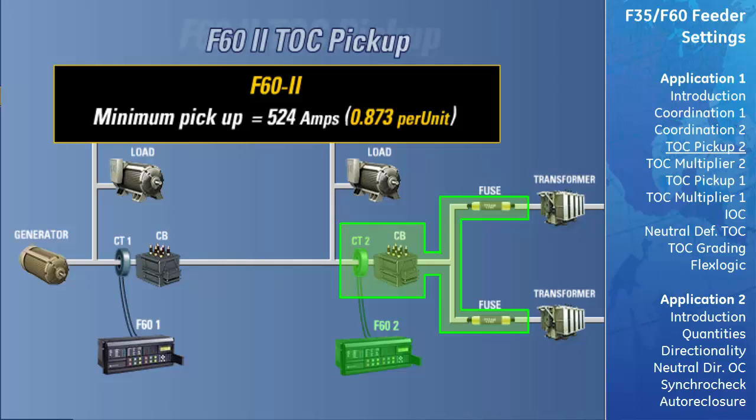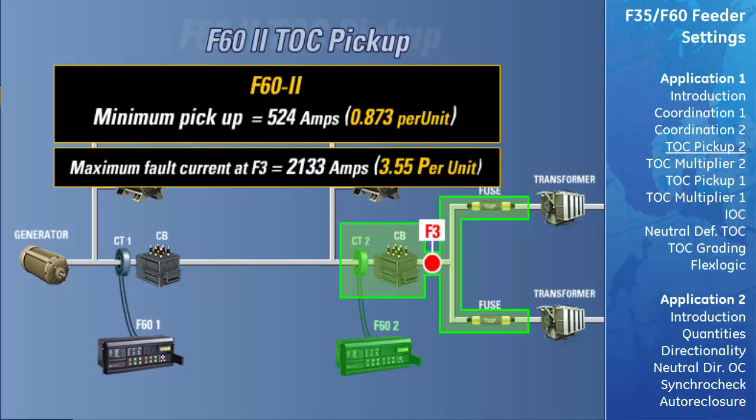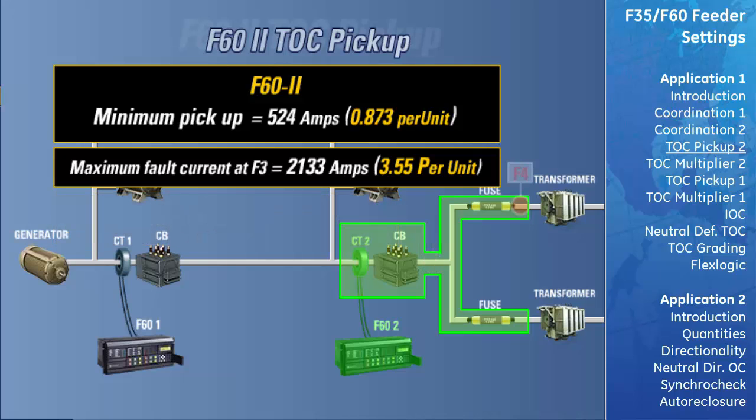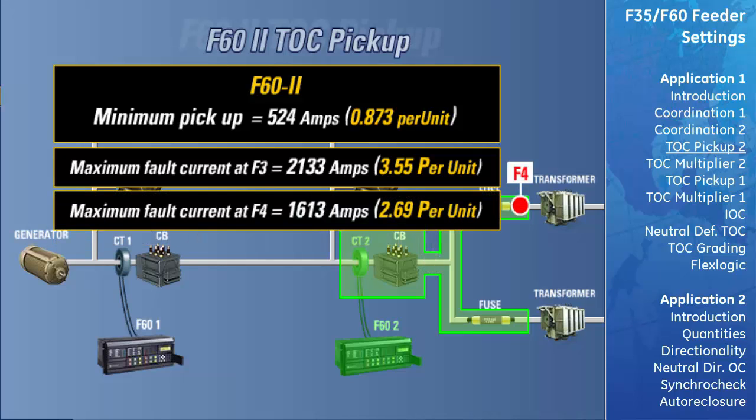The first check is to compare this setting to the maximum fault current at F3, which is 2,133 amps, or 2,133 divided by 600, which equals 3.55 per unit. This fault current is higher than the pickup that has been chosen, and so this setting will work for faults at F3. The maximum fault current at F4 is 1,613 amps, or 1,613 divided by 600, which equals 2.69 per unit.